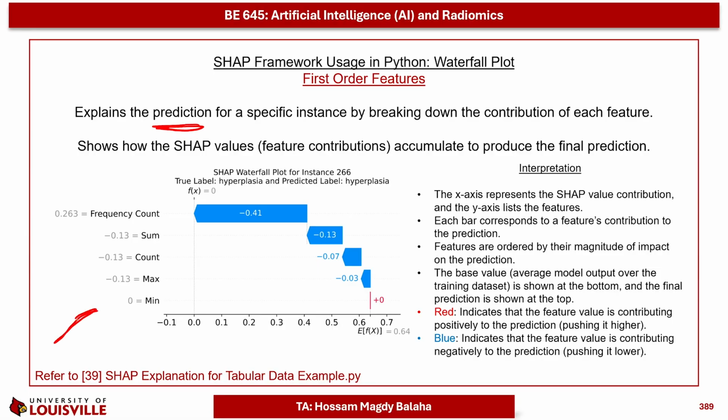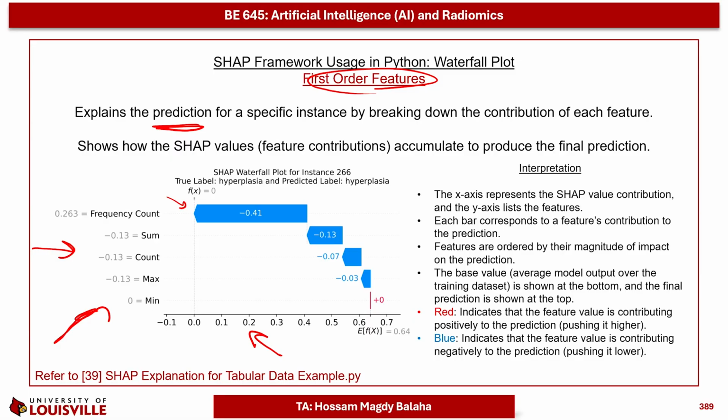Here is the waterfall plot, and we applied that on the first order features experiment. The x-axis here represents the SHAP value contribution, and the y-axis is the features. As you see, we selected the top 5 features. Each bar of those corresponds to the feature's contribution to the prediction, and the features are ordered by their magnitude of impact on the prediction, from the top to the bottom.